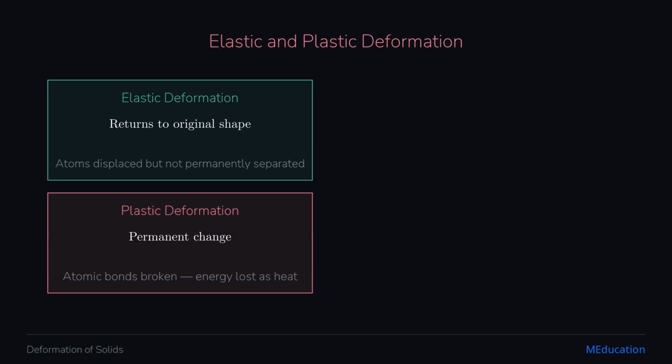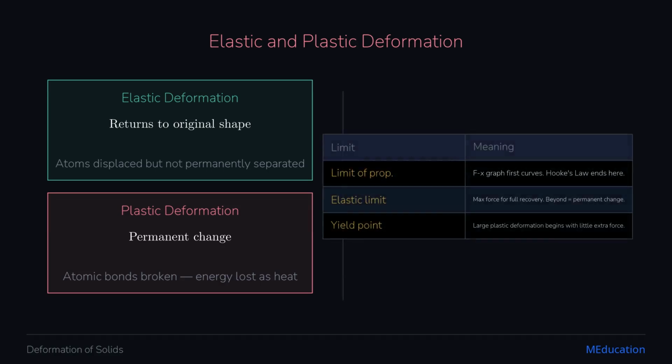Plastic deformation means the material is permanently changed. After the force is removed, it does not return to its original dimensions. Energy has been used to rearrange the atomic structure.